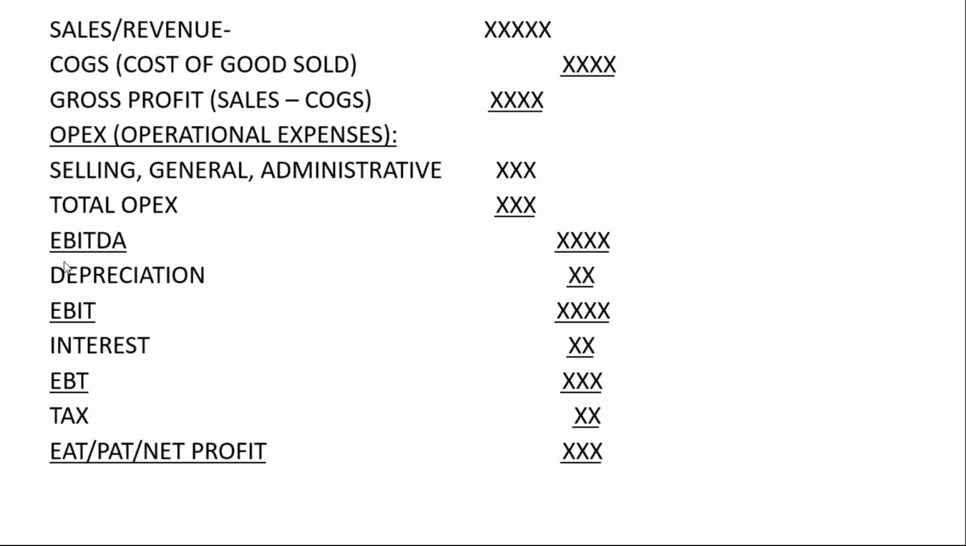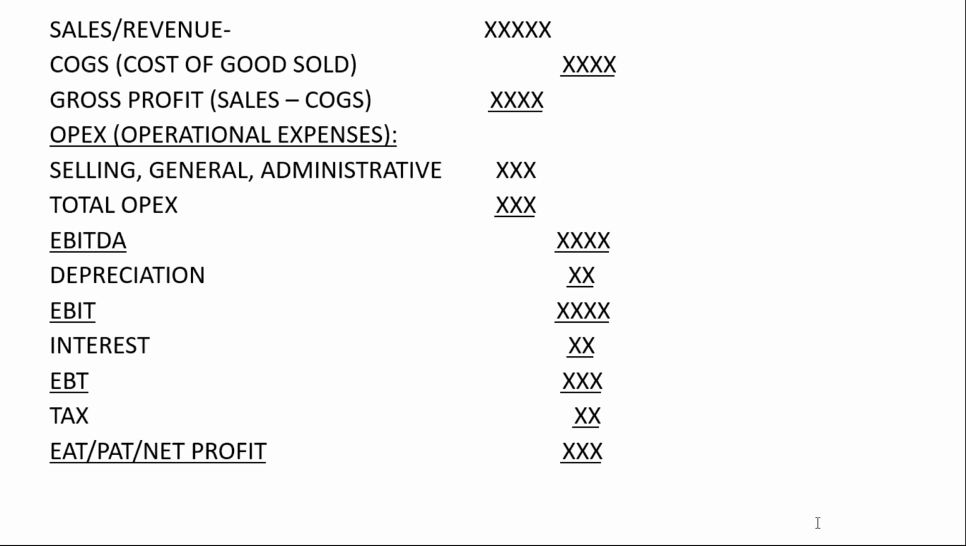So EBITDA. Can anyone try to give me this abbreviation, the full form of EBITDA? Earnings before income and tax. Okay. Earnings before interest and tax, and DA stands for depreciation and appreciation. Good try. Thank you for the response, ma'am.